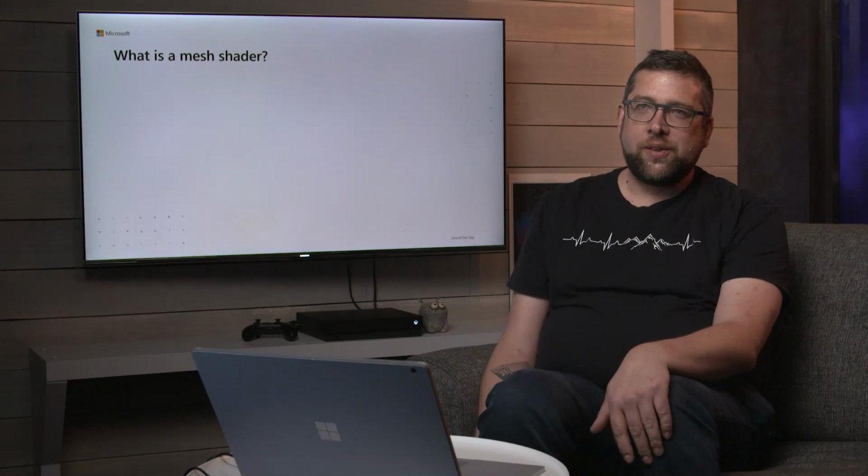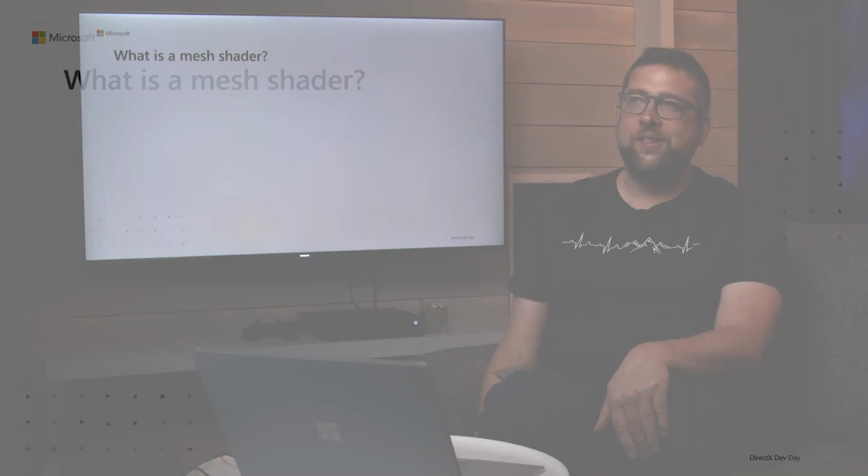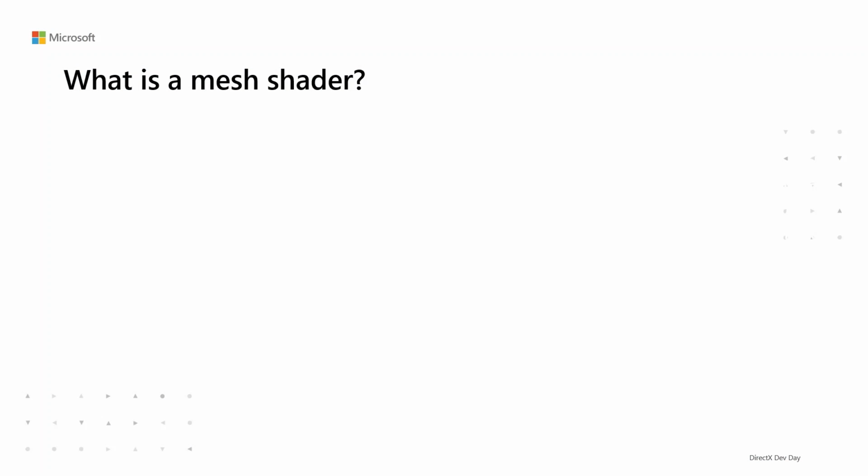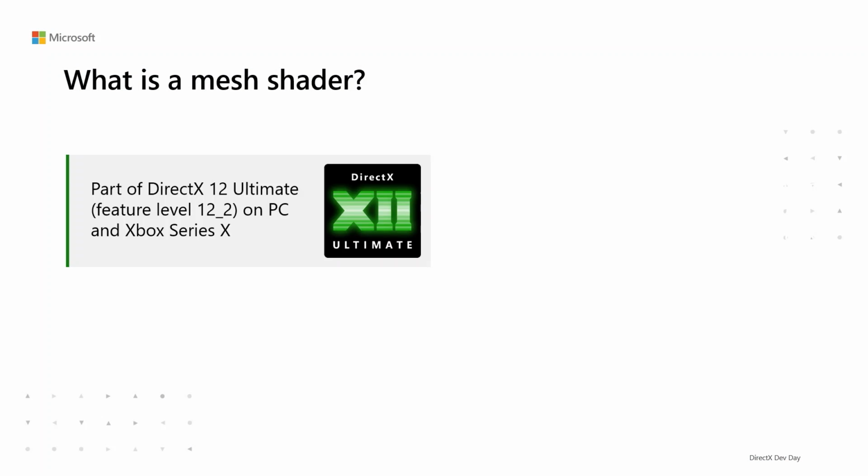So really the whole purpose of this talk is to explain what a mesh shader is. I've tried to condense a really quick summary into this very first slide. So mesh shaders are part of DirectX 12 Ultimate, which we're also referring to as feature level 12.2. They're going to be supported across different PC hardware and also on the Xbox Series X.